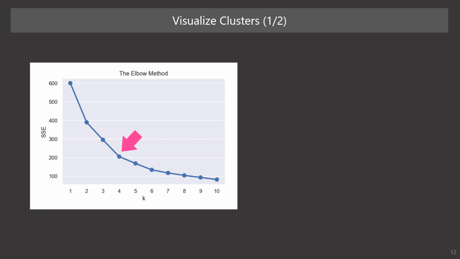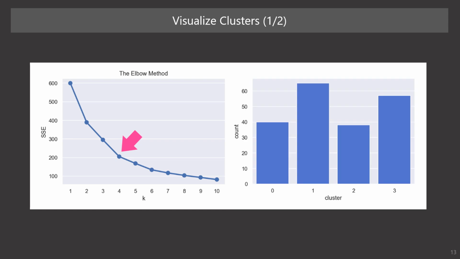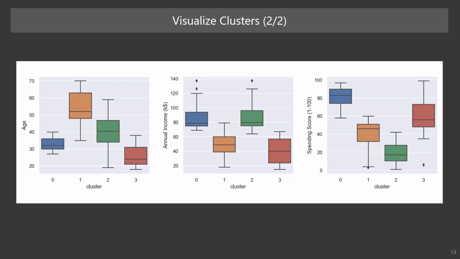Here, let's set k to 4. Then, we can create a count plot to show the distribution of clusters. As we can see, the largest cluster is 1, and the smallest is cluster 2. If we create box plots by clusters, the characteristics of each cluster become clearer. In this case, we create the clusters using 3 variables: age, annual income, and spending score. So, the box plots were created for those 3 variables.